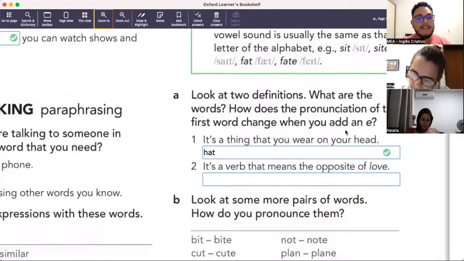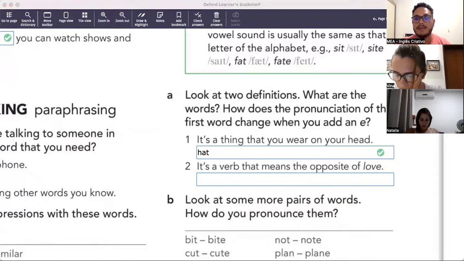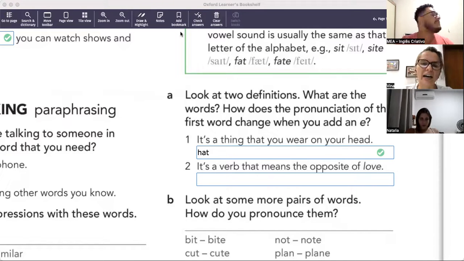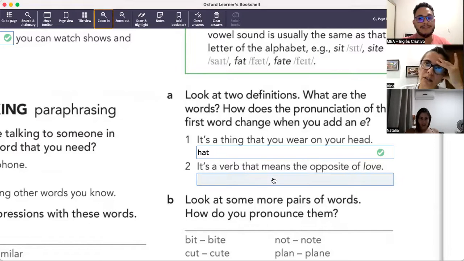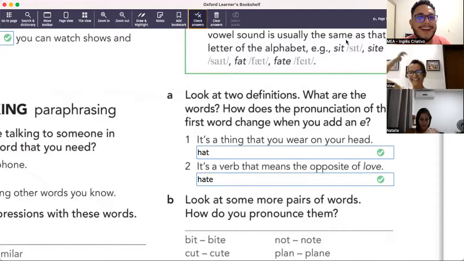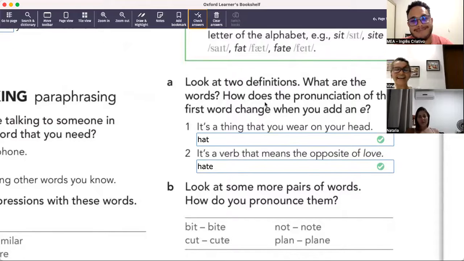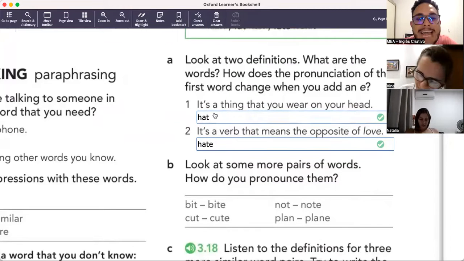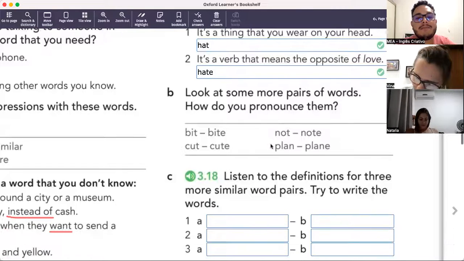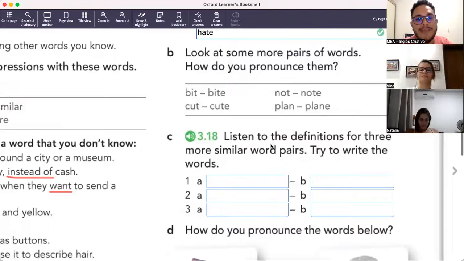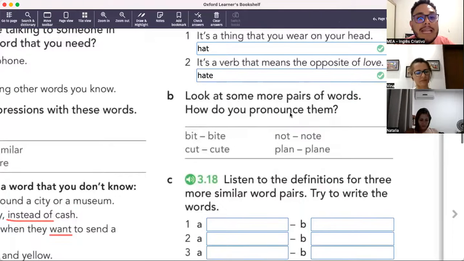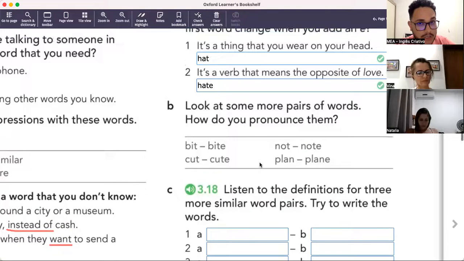Number 2, Vina. It's a verb that means the opposite of love. Hate. Not she, hate. Okay, so hat and hate. Okay, very good. Now, look at some more pairs of words.